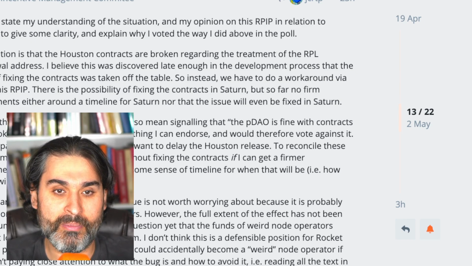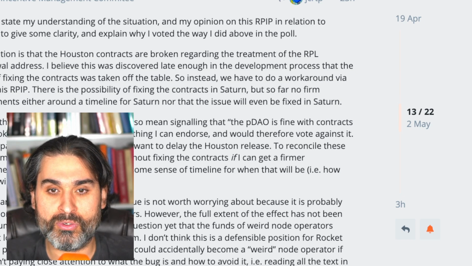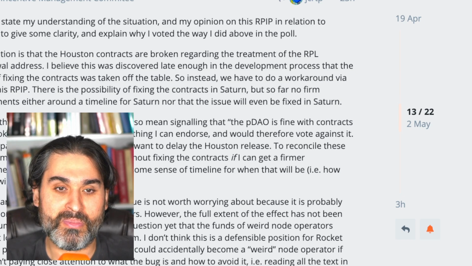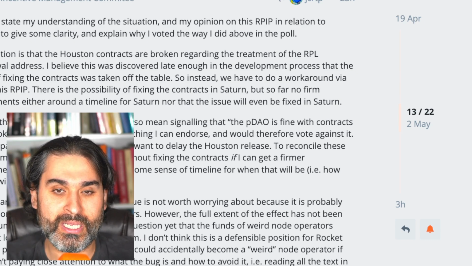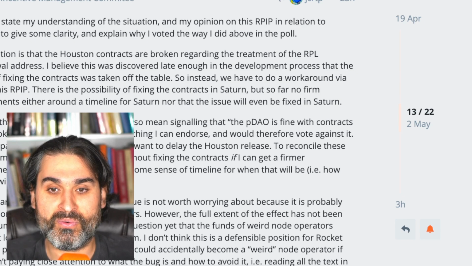To ratify this RPIP would therefore, to me, also mean signaling that the PDAO is fine with contracts being broken in this way. This is not something I can endorse, and I would therefore vote against it. I'm sympathetic to the view that we don't want to delay the Houston release. To reconcile these views, I'm open to going forward as is without fixing the contracts if I can get a firmer commitment to fixing them in Saturn and some sense of timeline for when that would be, i.e. how long would we be in a broken state.